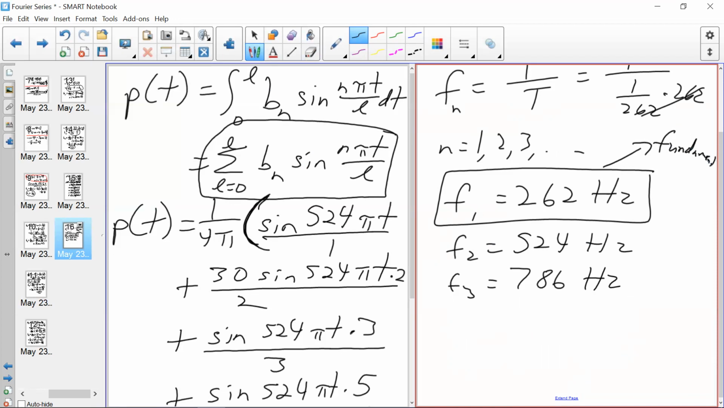You may have heard of this in terms of music. I gave the guitar reference at the beginning of the other video, and that means that each string has a fundamental, and the fundamental is this first frequency. Now, the guitarist, the musician, instinctively knows that if he places his fingers at different points on the string, he's going to get multiple frequencies.